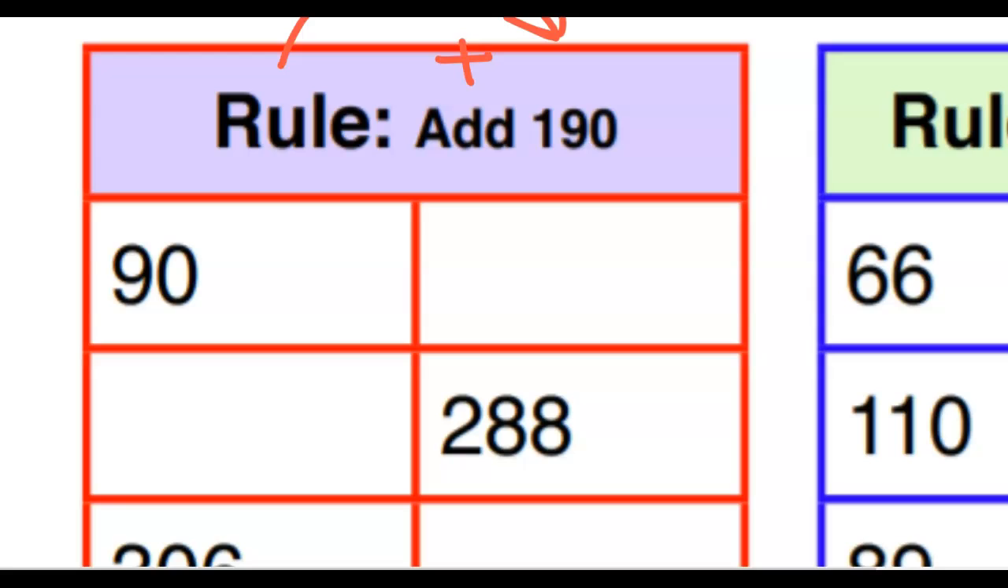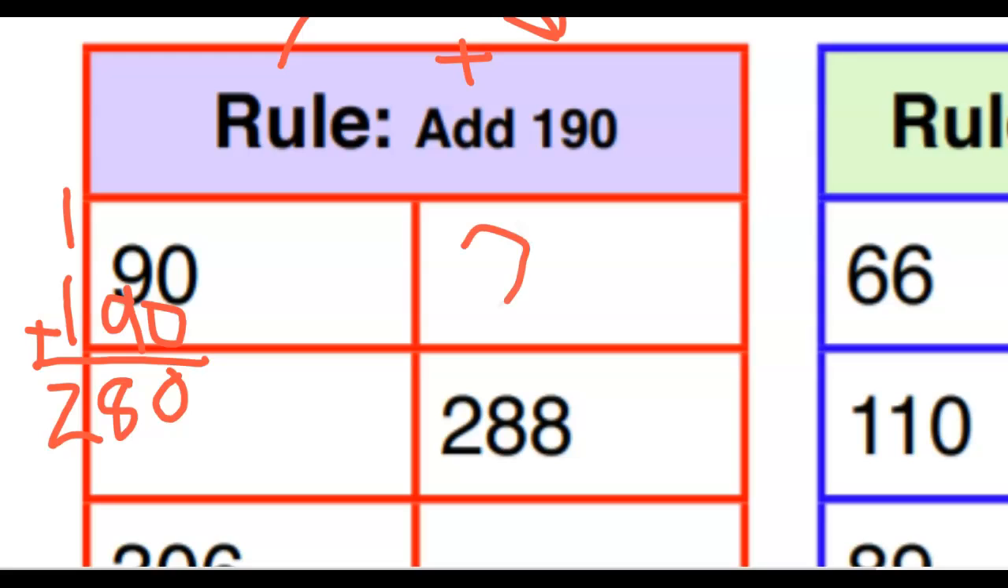All right, let's begin. First one, we have to add 190. 0 plus 0 is 0. 9 plus 9, 18. Carry the 1. Drop 1 on the floor, bring the other next door. 1 plus 1 is 2. 280.